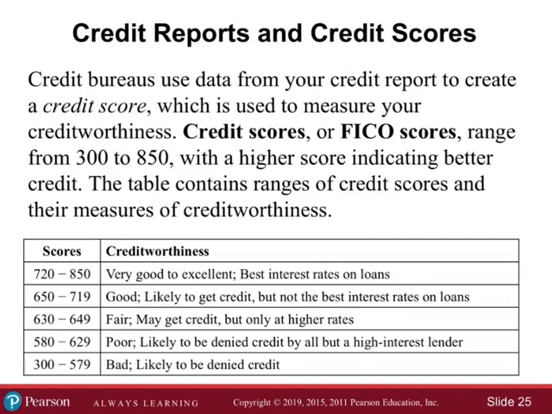So 720 to 850, very good to excellent: best interest rates on loans. 650 to 719, good: likely to get credit, but not the best interest rates on loans. Fair: may get credit, but only at higher rates. Poor: likely to be denied credit by all but high interest lenders. Bad: likely to be denied credit. Okay.